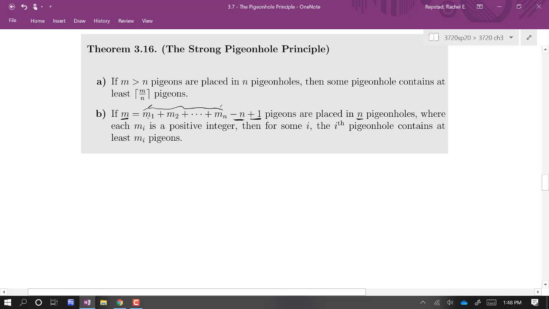Because we kind of get lost in a sea of subscripts, I think it basically says to try to imagine splitting them up evenly, and then eventually you have to double up on pigeonholes or contain a certain number of pigeons in order to have all of your pigeons accounted for. We're going to see this at work in the next example. I'm going to show how we can think of it in terms of part B, in terms of these m sub I values, and also how in practice I tend to think of this part of the strong pigeonhole principle.